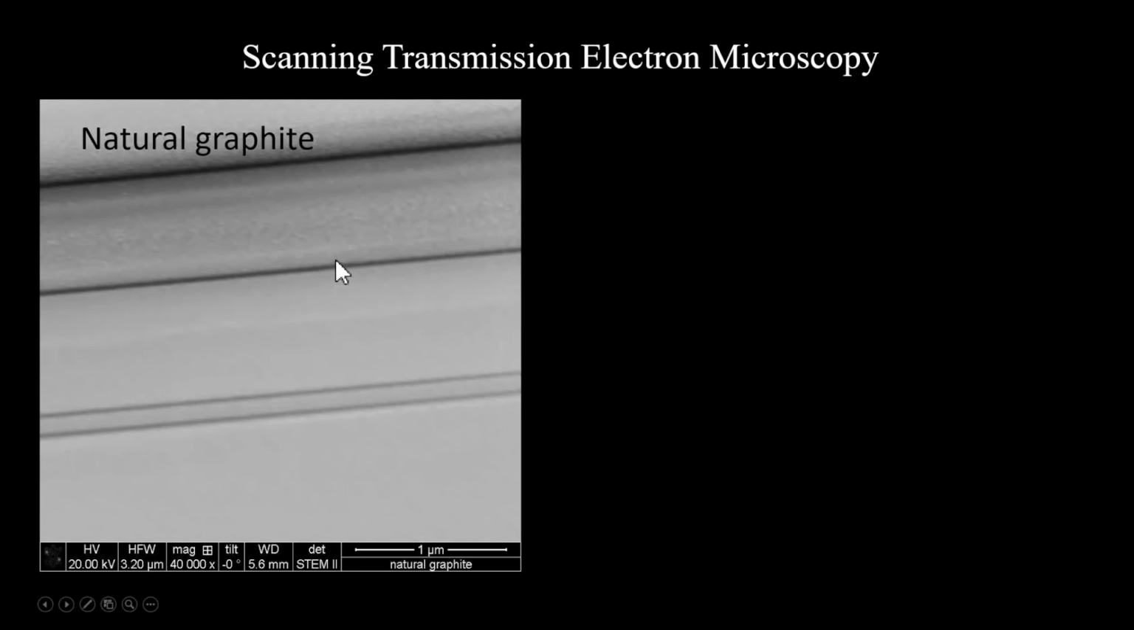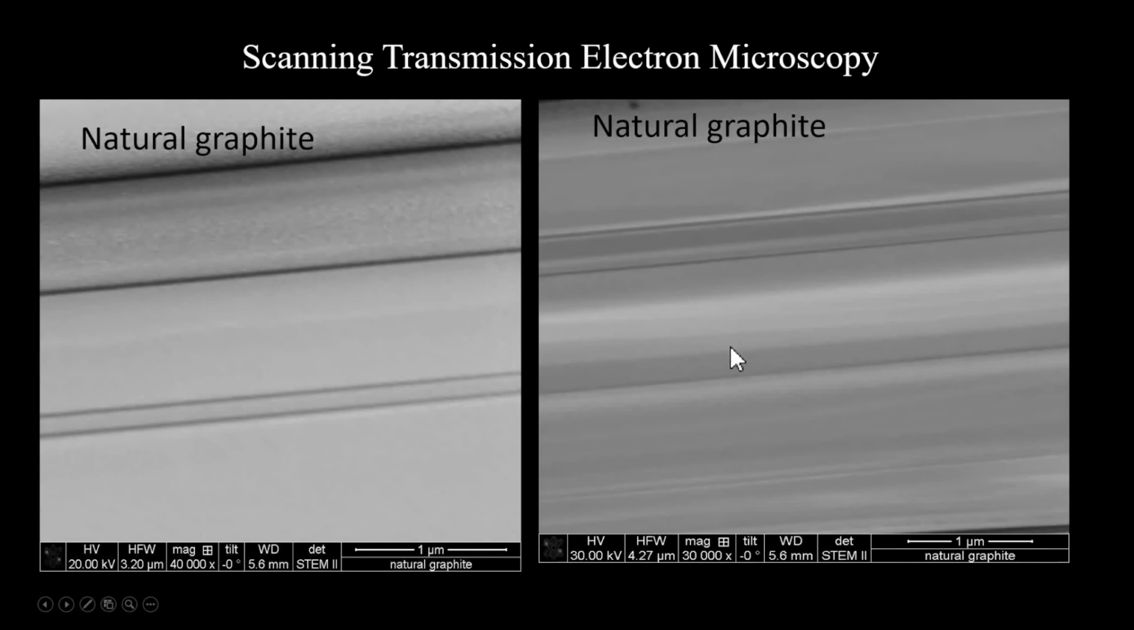The pictures taken with a scanning transmission electron microscope reveal that the minor rhombohedral phase appears to be well ordered and embedded in a matrix of Bernal stacking order, with well-defined interfaces. Here is another figure of a different part of the same natural graphite sample.